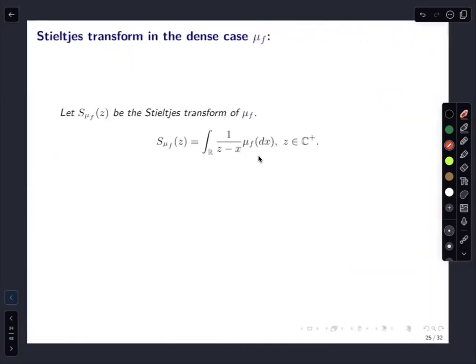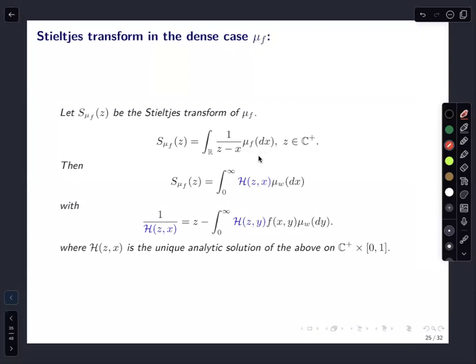Okay, so in the last, I always take my time. In the last 5 minutes, I'll just briefly give you what happens with the Stieltjes transform of this mu f. So the Stieltjes transform of mu f is defined as an integral of 1 by z minus x, d mu f of x. And you can write this as an integral of an analytic function in two variables.